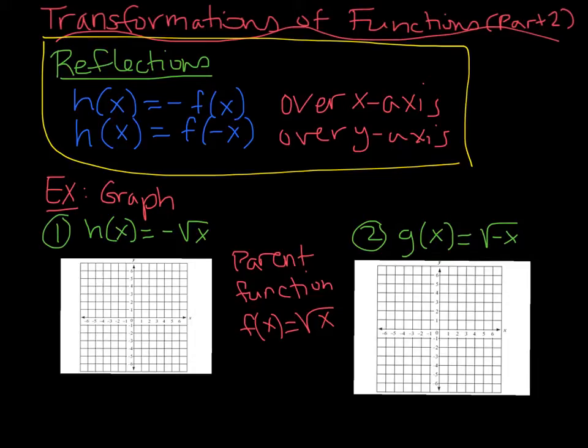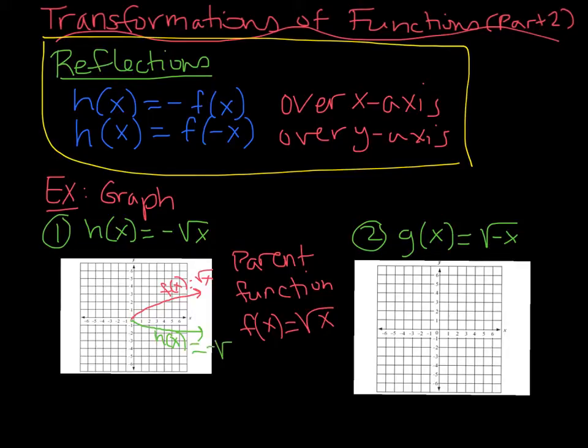So first I'm going to draw my parent function. If you remember from the last video, y equals the square root of x is kind of like this. So then my transform function is the negative square root of x. And if you want, you can make an xy table and look at every single point. But you will find that every single point will have the same x values. You still can't have a negative x, but every single point's y value will now be negative. So this is going to be reflected over the x-axis. So it's going to look like this. And this is my h of x.